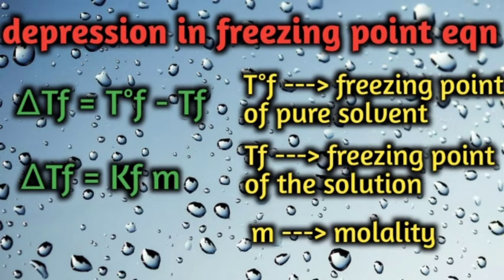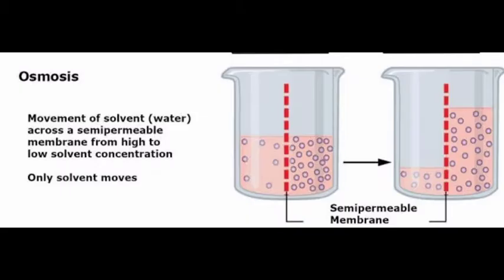Now let's see the equation of depression in freezing point. It is very similar to the elevation in boiling point. Delta Tf equals T naught f minus Tf, where T naught f is the freezing point of pure solvent and Tf is the freezing point of solution which has solute in it. And delta Tf, this is the equation: delta Tf equals Kf into m, which is molality, again the same concentration term which we used in the elevation in boiling point.